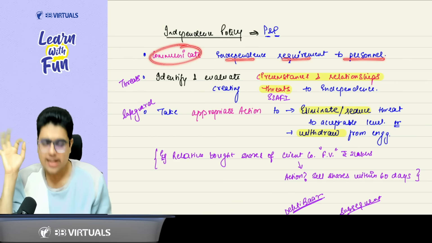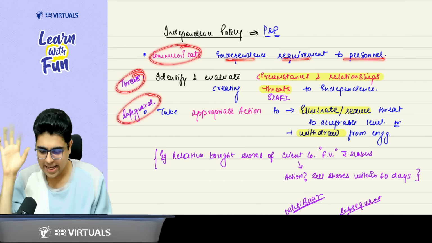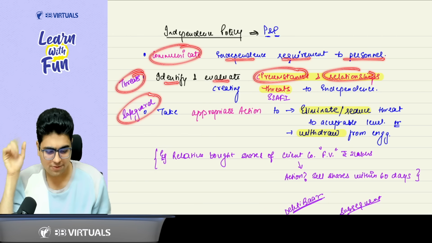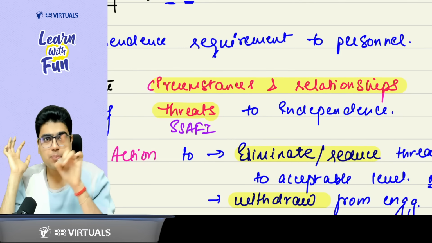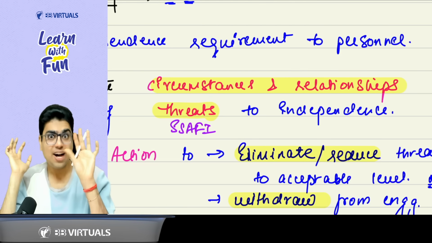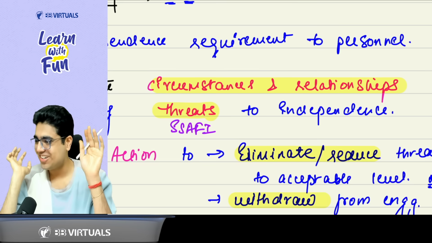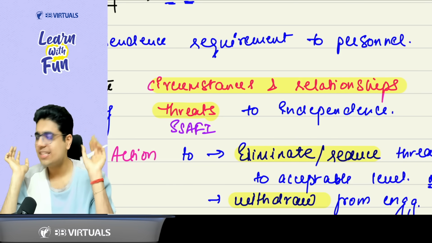Got it, sir. Now the policy will talk about 2 things, threats and safeguards. In case of threats, just say identify and evaluate the circumstances and relationships which create threats to independence. Sir, yes, these threats we have studied in professional ethics also. SAFI: self-interest, self-review, advocacy, familiarity, intimidation. Yes or no? Yes, sir. These are the threats we are talking about.